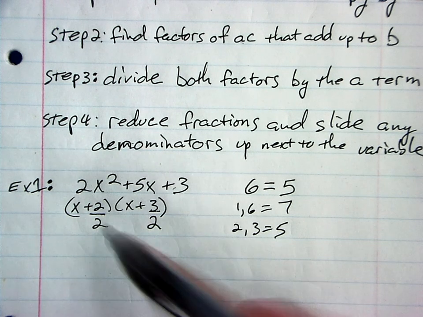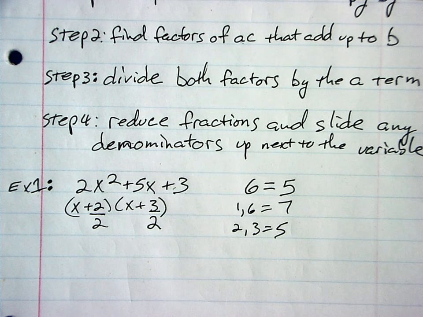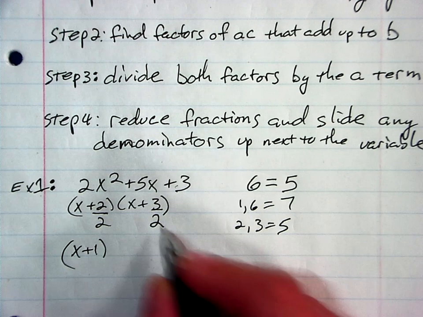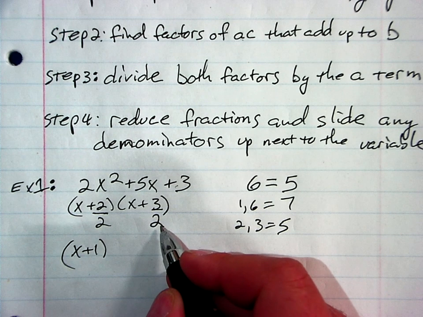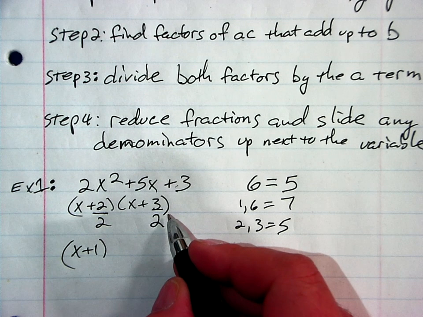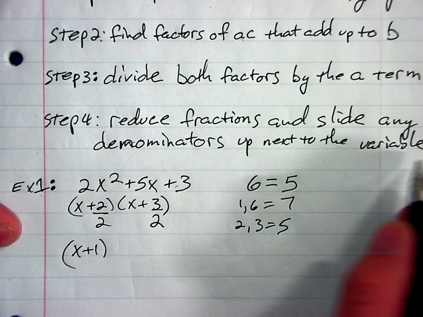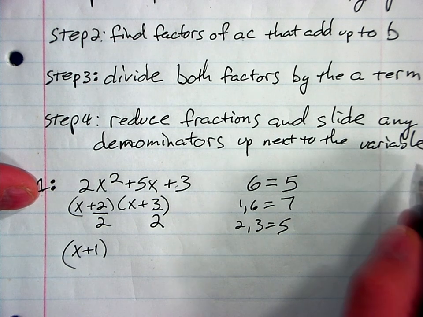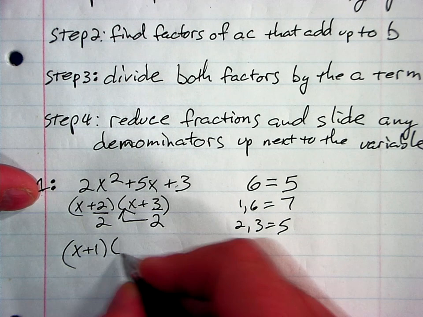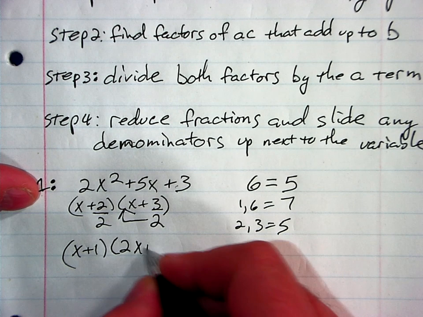Will 2 over 2 reduce? Yes, 1. So this one's going to be x plus 1. Will 3 halves reduce? No. 2 doesn't go into 3 evenly, does it? So what we do now is it says slide any denominators up next to the variable. So this 2 is going to slide up next to the x to give me 2x plus 3.